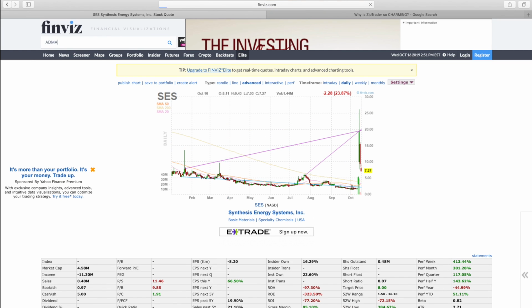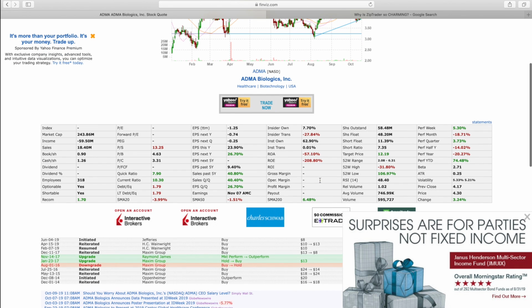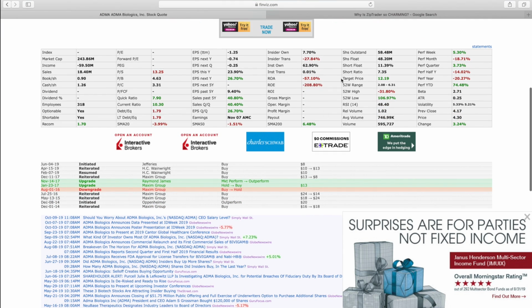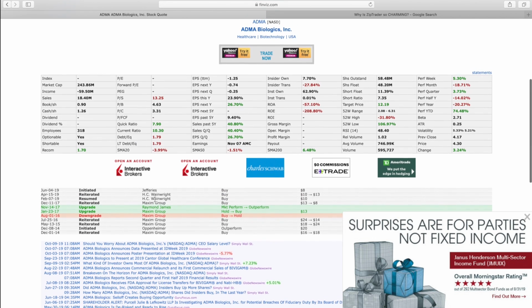Let's say we're looking at ADMA. Return on equity, negative, right? Insider transactions, people are selling. This is something that we can look at and say, okay, well, this isn't the strongest fundamental company, but they do have some strengths, right? Their sales are up. Their sales the past 5 years are up. Their earnings per share is up. Their current ratio is up, right? And so on and so forth.